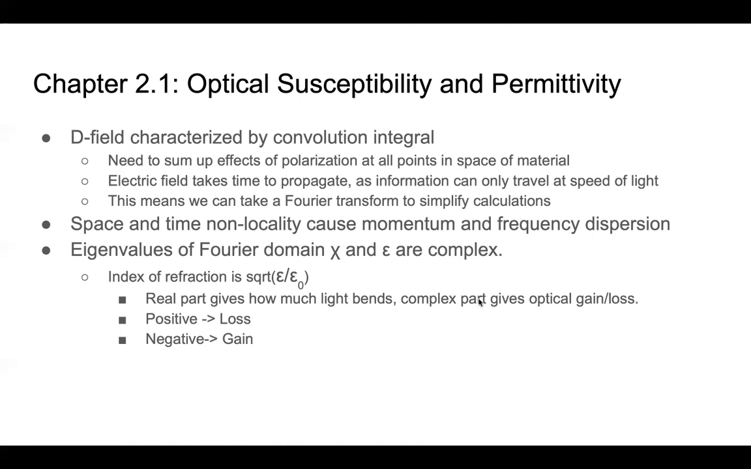While the imaginary part basically gives you the optical gain or loss. So let's say you have a laser and you have a material. If you have an imaginary part which is positive, it'll basically say that the light gets dimmer as it goes through the material. If it's negative, it means that the light gets brighter.